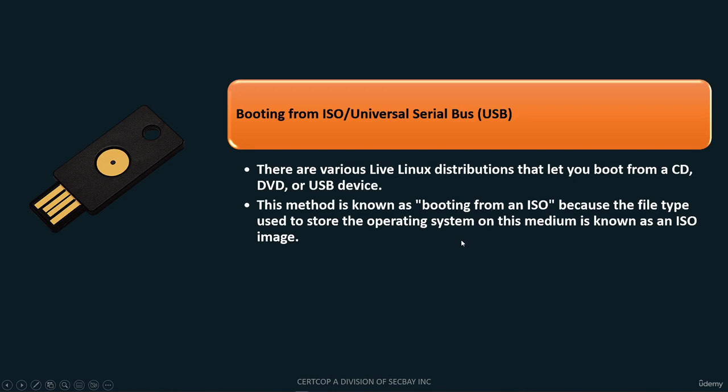So if you want to boot from a thumb drive or boot from an ISO, this is a good way to do that. You can burn your ISO to a USB drive and go from there. You could also use the dd utility as well.